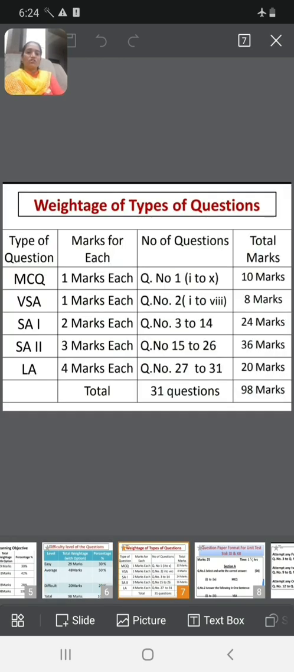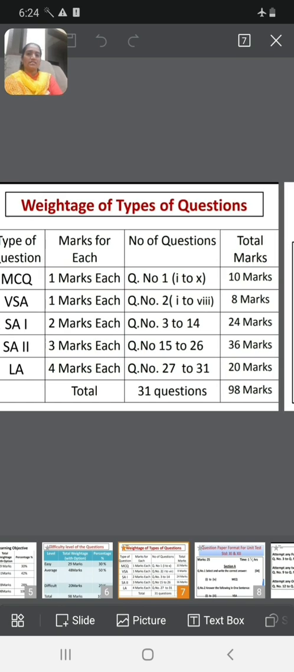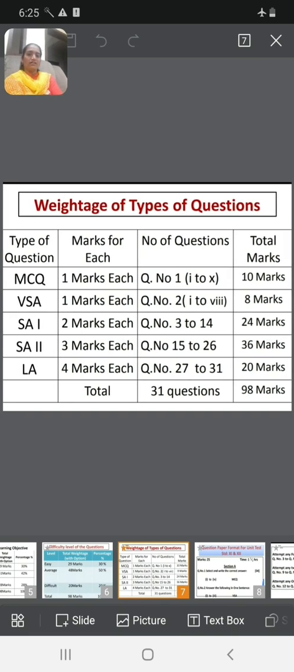Then weightage of types of questions. As you know, section A has multiple choice questions, 1 mark each, question number 1 which is divided into sub questions 1 to 10, having 10 marks. Then very short answer questions are also included in section A, 1 mark each, question number 2 which is subdivided into 1 to 8, having 8 marks. Then section B with short answer questions, having 2 marks.